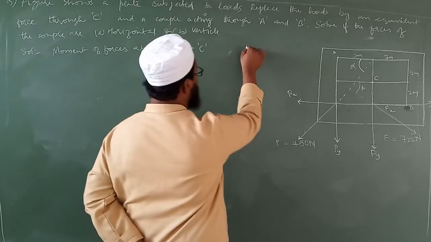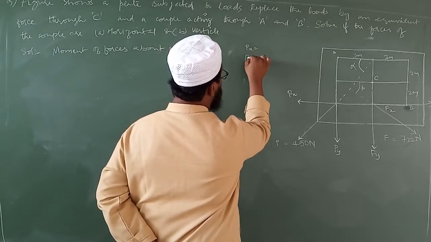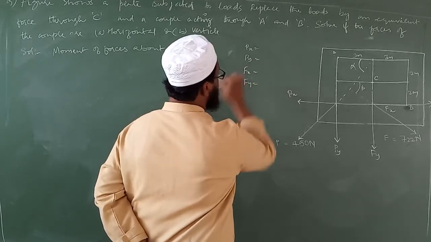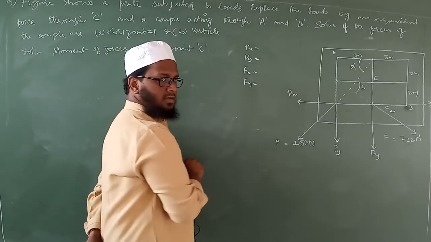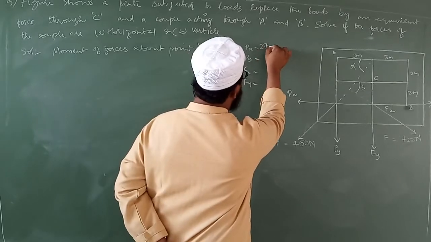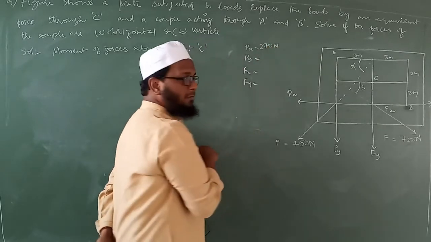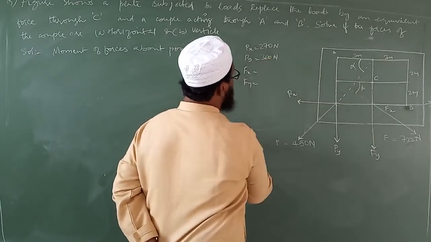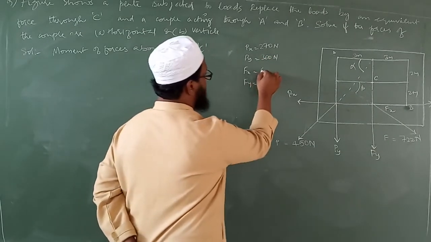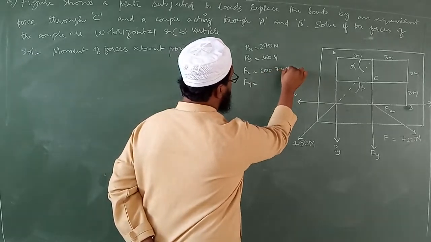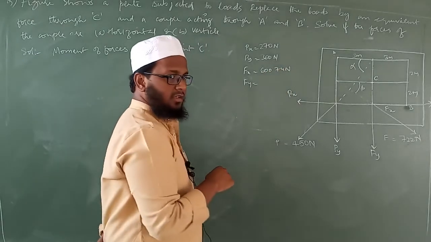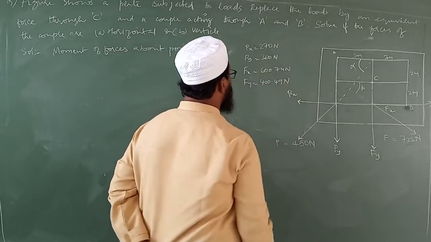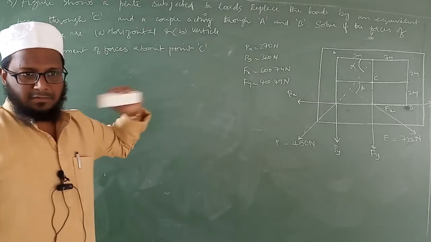What is the value of Px? 270 newtons. What is the value of Py? 360 newtons. What about Fx? 600.74 newtons. What about Fy? 400.49. Right, good. So we have the values of Px, Py, Fx, Fy, all those values.